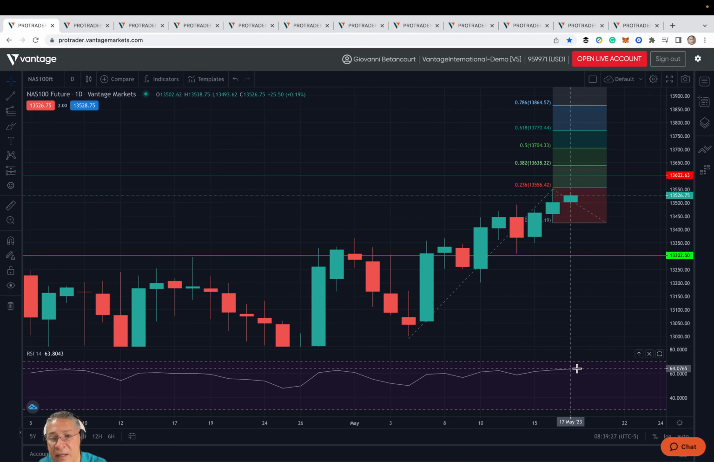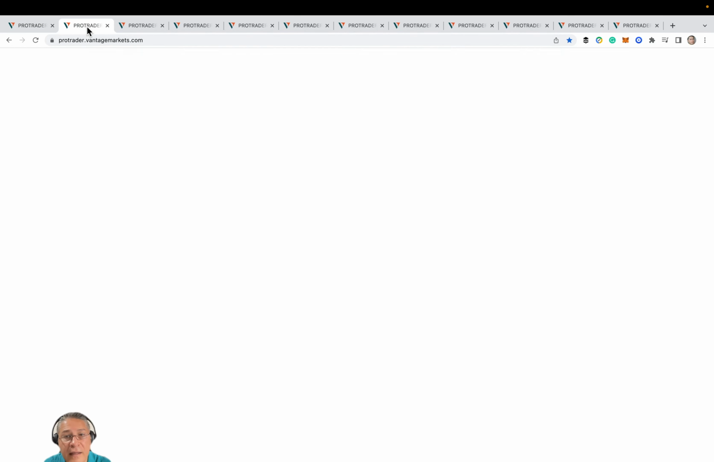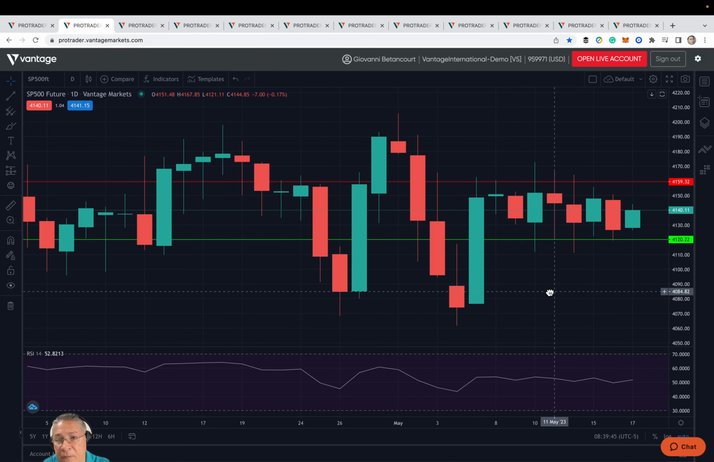But we have to keep in mind that we are almost entering overbought territory, so that could bring us somewhere between the 0.23 and our resistance of 13,600 in the Nasdaq. Okay, so that's that for the Nasdaq, and let's take a look at what the S&P is doing.